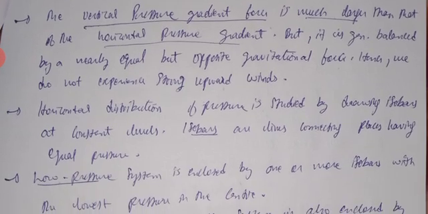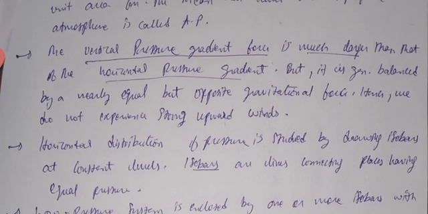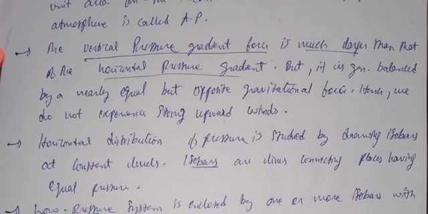So why don't we experience strong upward winds despite the vertical pressure gradient force being much larger than the horizontal pressure gradient force? Because the vertical pressure gradient force is generally balanced by a nearly equal but opposite gravitational force.